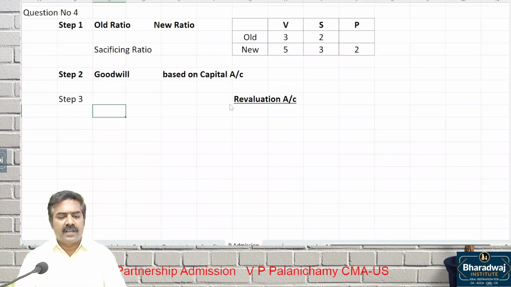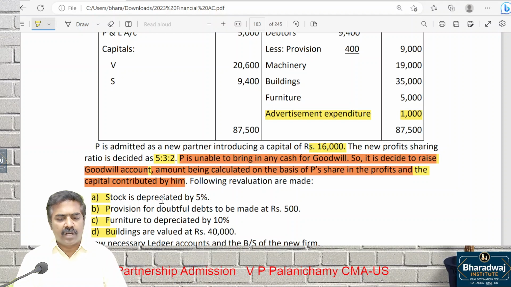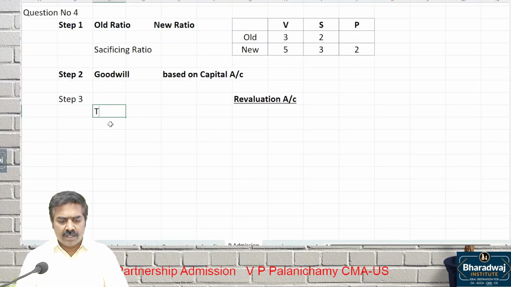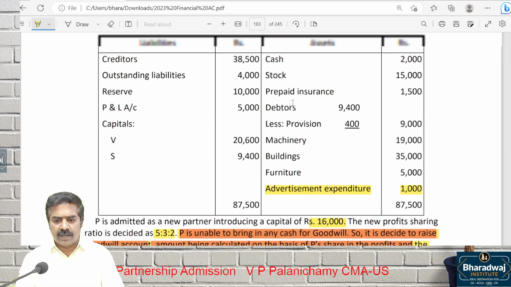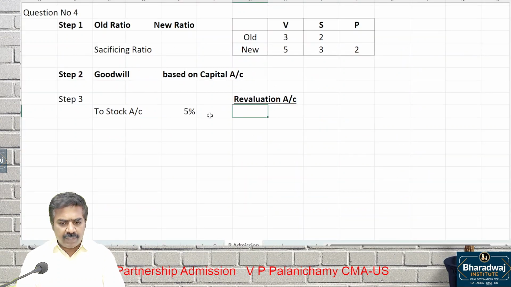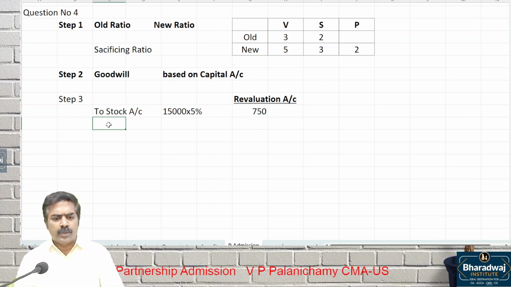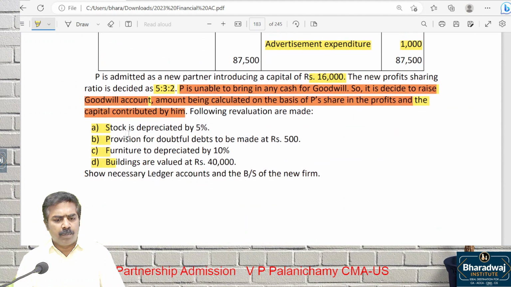Next. Revaluation account. What is given? Stock to be depreciated by how much percentage? 5%. What will you do? To stock account, how much depreciation? 5%. Look at the balance sheet. Stock 15,000, 5%. 15,000 into 5%. How much it will be? Do it along with me. 750. It is not new to us, which you have done already many problems.